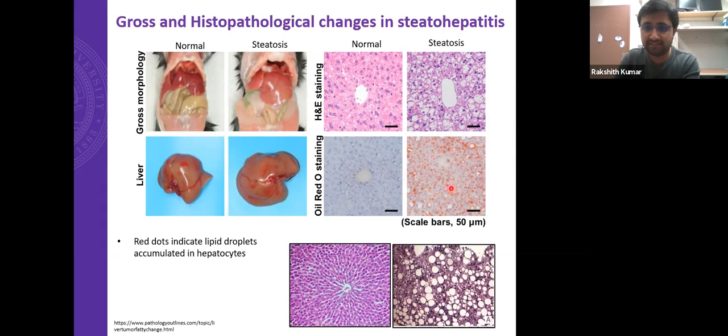And so this is also H&E staining, which is showing the macro size, meaning more fat accumulation inside the hepatocytes. And this gives a very popular pathognomonic lesion like the signet ring appearance, meaning the fat will push the nucleus to the periphery and it looks like a ring. Each cell represents one hepatocyte, and this is the nucleus.